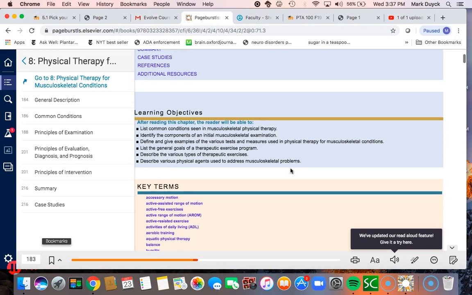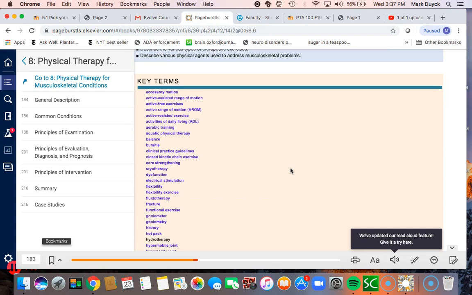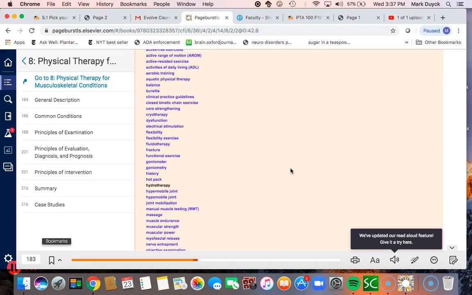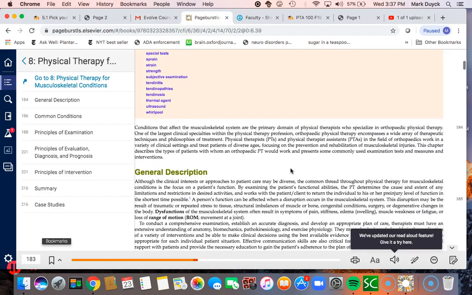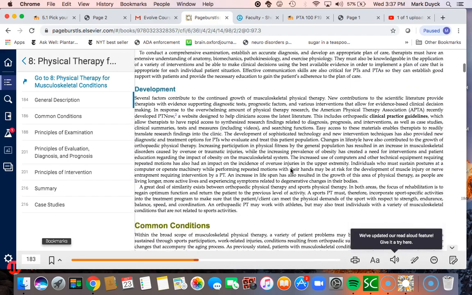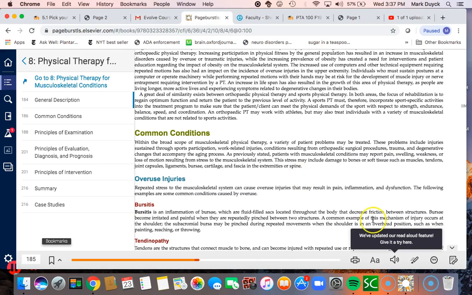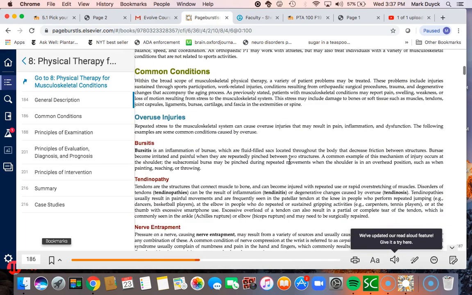Certainly not the expectation that you memorize every term here, but you will be seeing these terms throughout your PTA career. So I think it's good to get familiar with them, but I'm not asking you to memorize them all. So the common conditions section, you really need to know these little pearls of definitions.